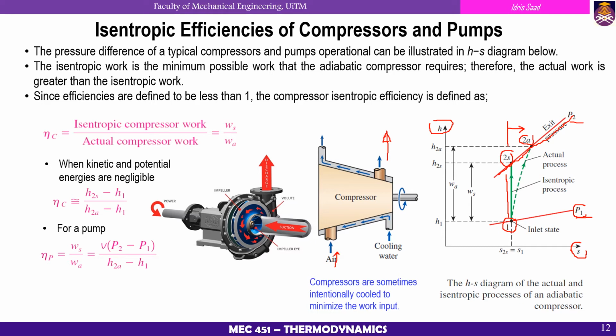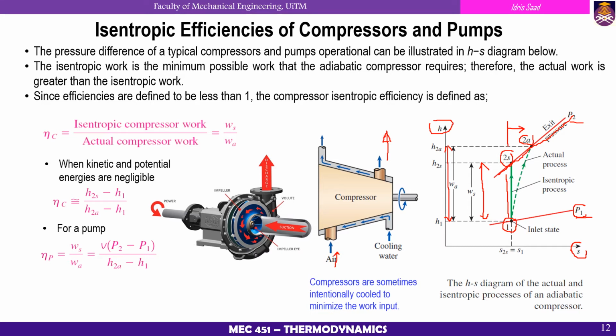Based on this, we found that the isentropic work required by the pump or compressor is lower than the work the pump or compressor requires in the actual condition. In the case of the compressor and pump, the isentropic work is the minimum possible work that the adiabatic compressor requires. Therefore, the actual required work is much greater than the isentropic work.